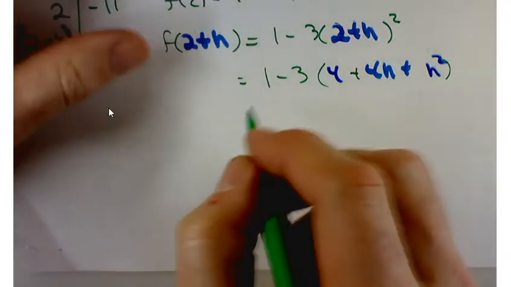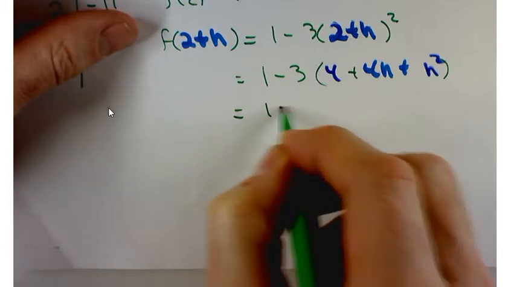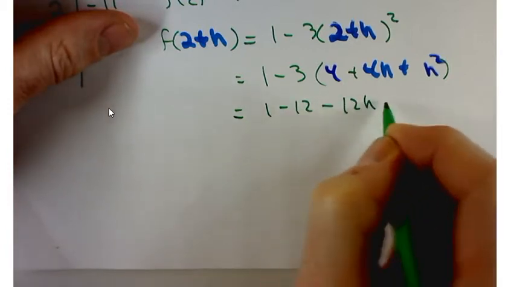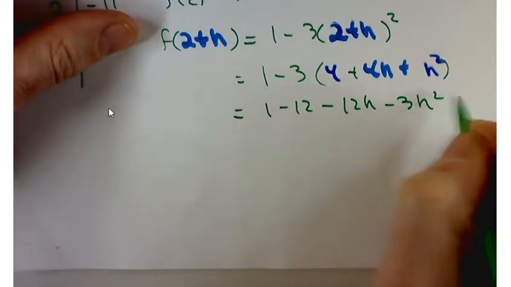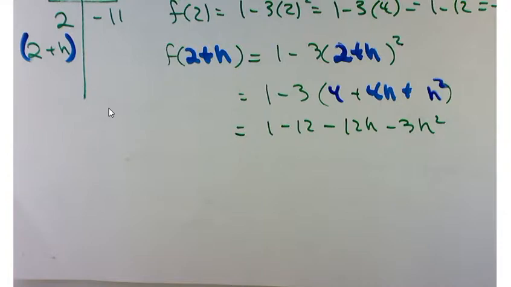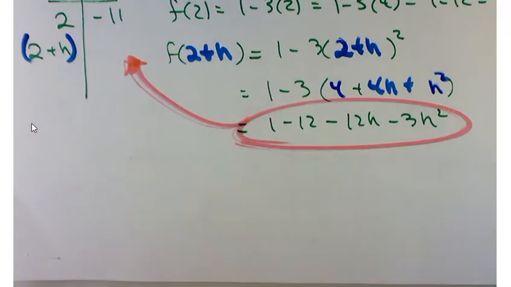Almost done. Let's clean this up a little bit. If I distribute that, I get 1 minus 12 minus 12h minus 3h squared. All right. So kind of a messy expression here, but that's our f of 2 plus h. Right there. F of 2 plus h.